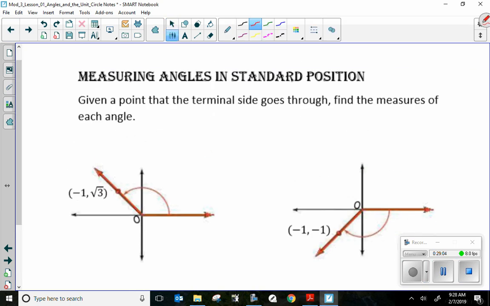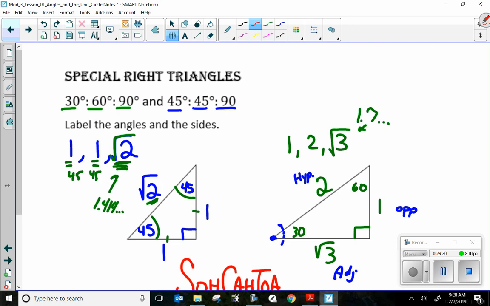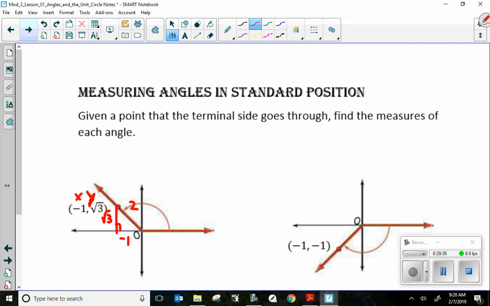Now, this first one here. If I have a coordinate, this is my x and this is my y. Okay, that's a y, not an x. And I draw a triangle down here. My x value is how far I go to the left, -1. My y value is how far I go up, radical 3. That means 1, radical 3, 2. That's a 30, 60, 90 triangle. My radical 3 is across from my 60, isn't it? It is. So my radical 3 is across from my 60.